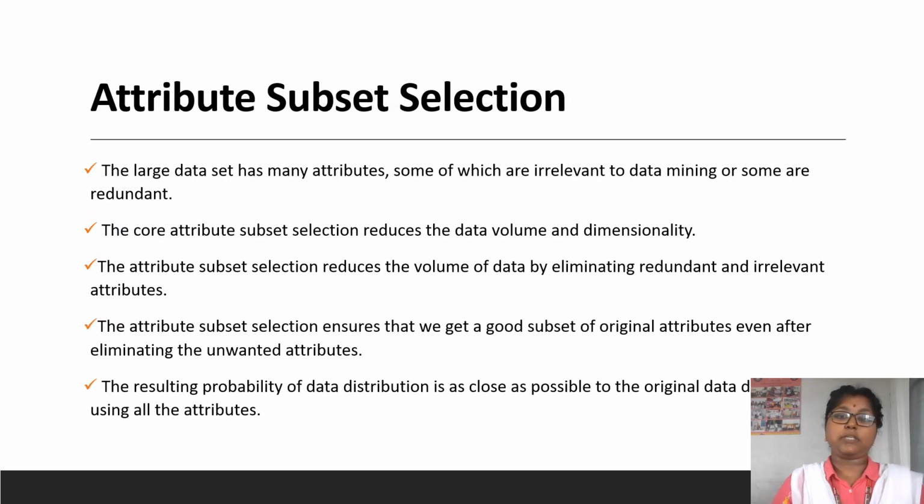Next one is attribute subset selection. The large data has many attributes, some of which are irrelevant to data mining. Attribute subset selection reduces the data volume and dimensionality. It reduces the volume of data by eliminating the redundant and irrelevant attributes. It ensures that we get a good subset of original attributes even after eliminating the unwanted attributes. The resulting probability of the data distribution is also as close as possible to the original data.